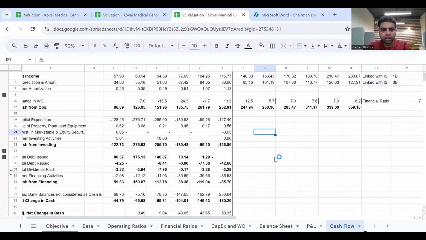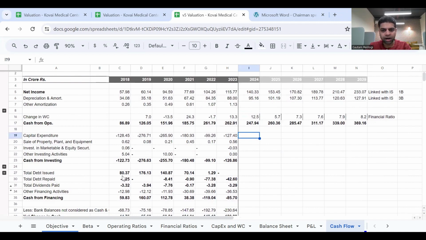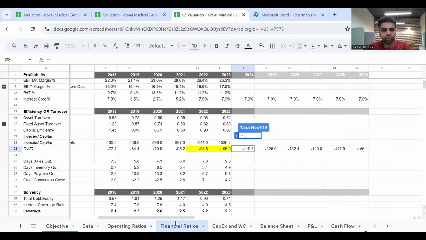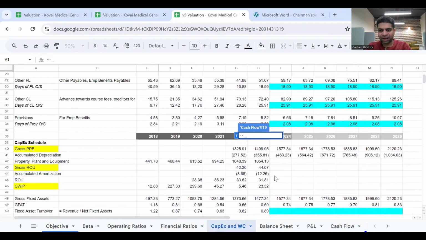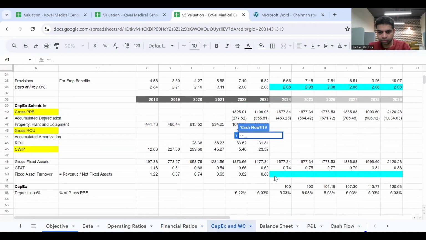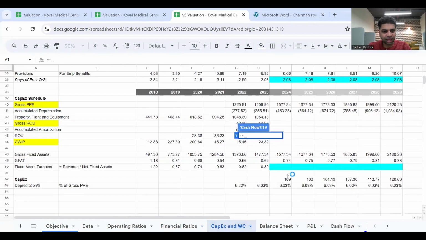Now the next item that we need to pull, now we are getting to the cash flow from investing part, is CapEx. And we already have the CapEx, right? So again, you have to prefix a negative sign because this is a cash outflow. Money goes out of the company. So let's go to the CapEx schedule. In the CapEx schedule, we have CapEx over here.